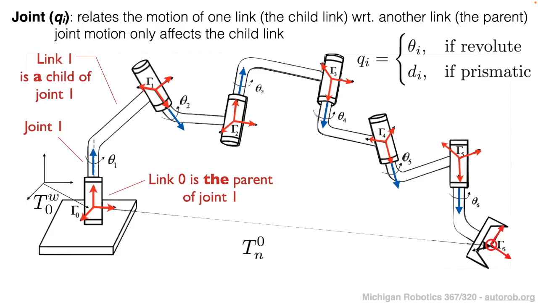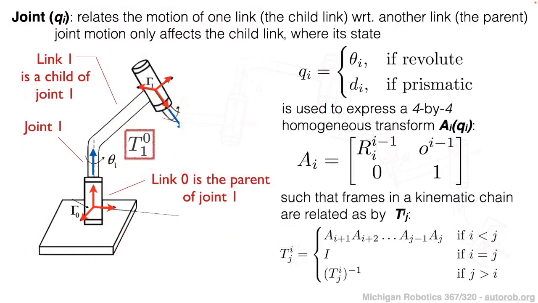And so within this, what we're going to be doing is trying to describe each transformation that follows within this kinematic chain. So for example, we want to be able to define how link 1 is related to link 0 based on the state of this joint that connects the two together. And so we're going to be doing this using matrix notation to describe either the revolute state or the translational state of each of these joints.